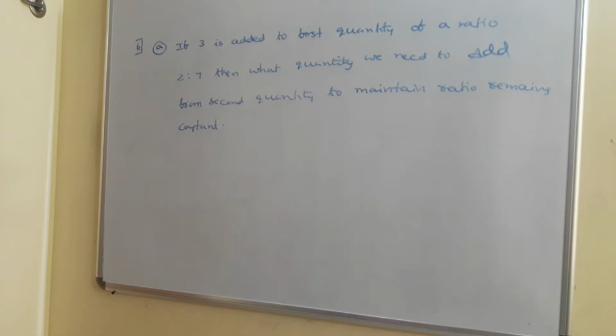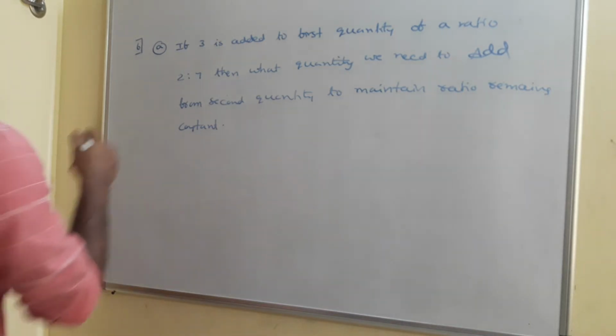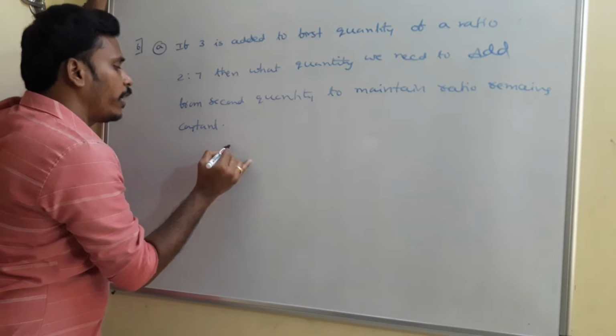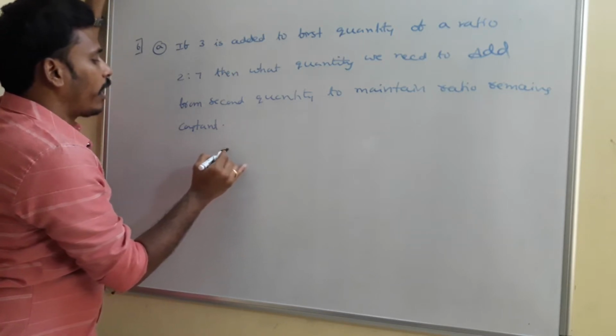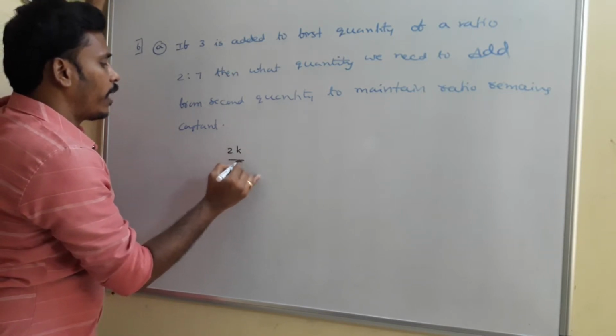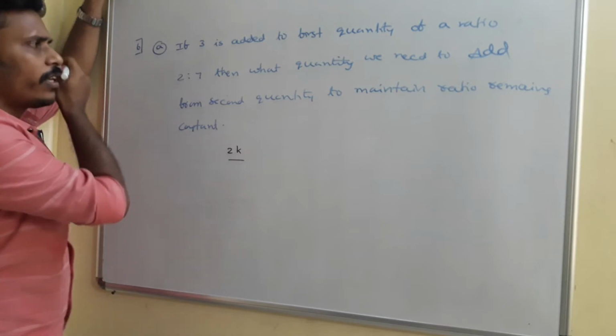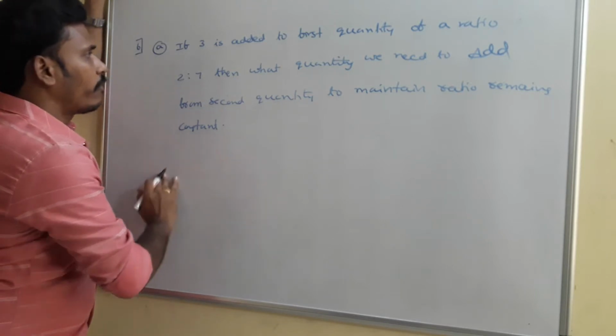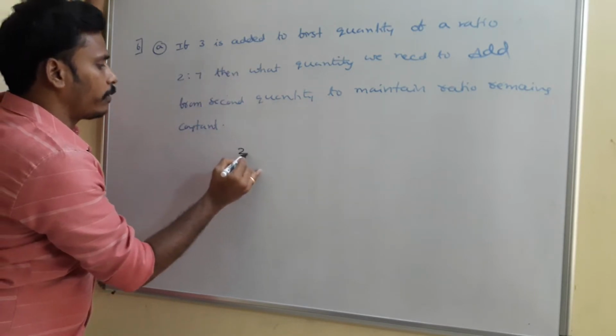Yeah, the problem is simple actually. There is a ratio 2 is to 7. In that sense we need to consider those terms as 2k and 7k. Okay. If 3 is added to the first quantity, right? 2 by 7.